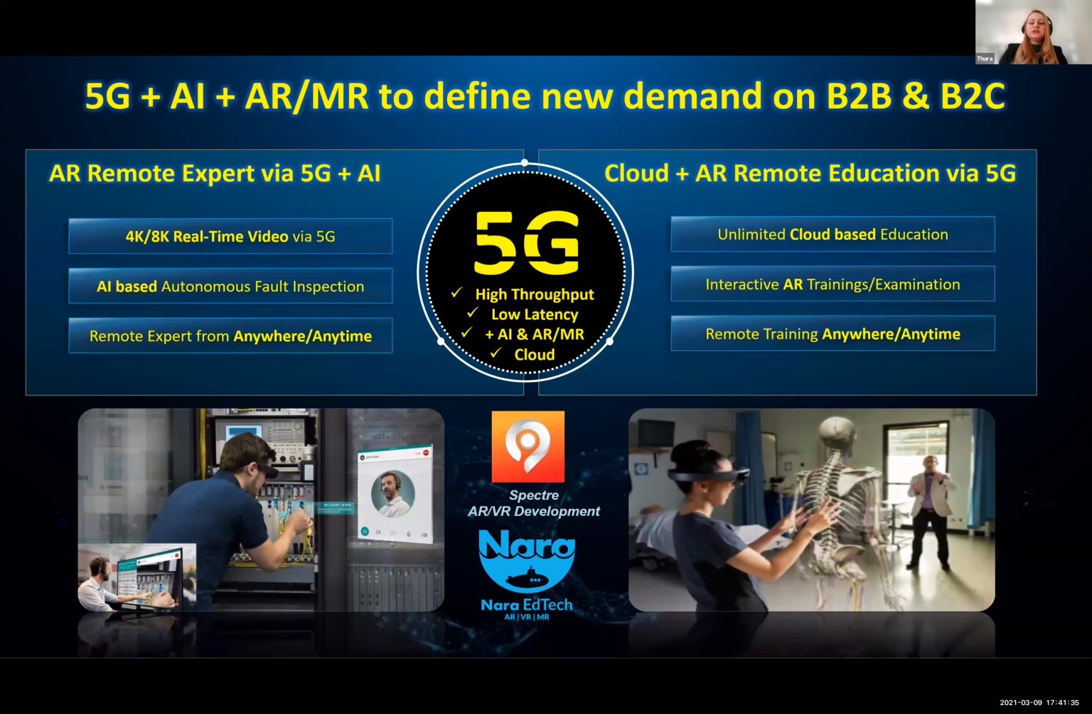A very important point we need to address here. I'm so thankful for the previous videos. If you can watch them again, you can see how life-changing AR, augmented reality, is. From that perspective, as you can see here, 5G plus AR and also AI, artificial intelligence, can define a lot of new business domains in B2B and also B2C. Thanks to 5G giving us high throughput, low latency, and AI connected with the clouds, we can have a lot of 4K, 8K real-time video via 5G. It can also give us a lot of fault inspection and remote experts anywhere and anytime.